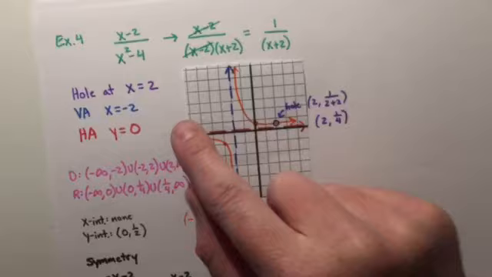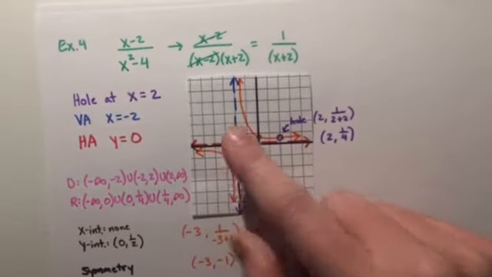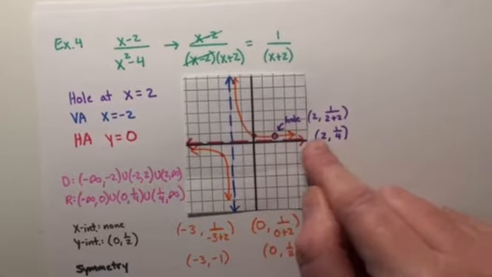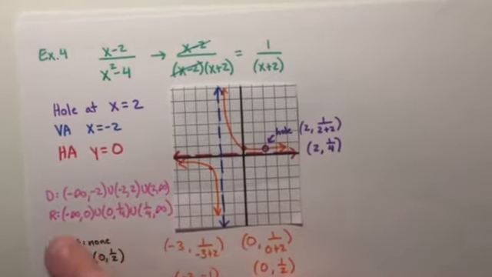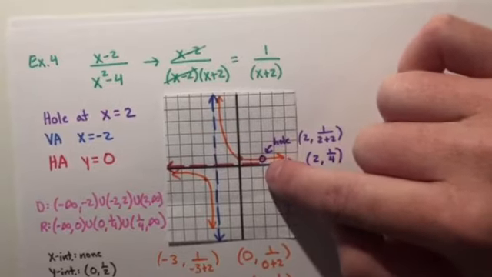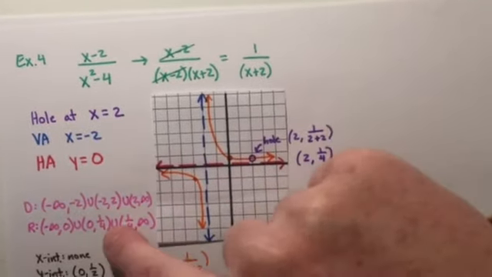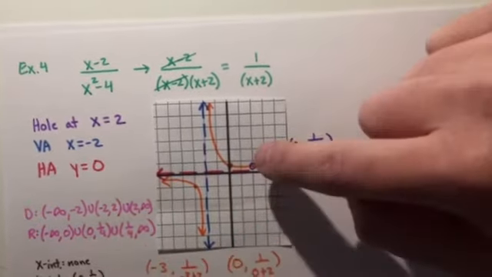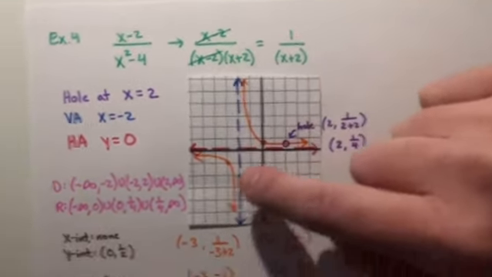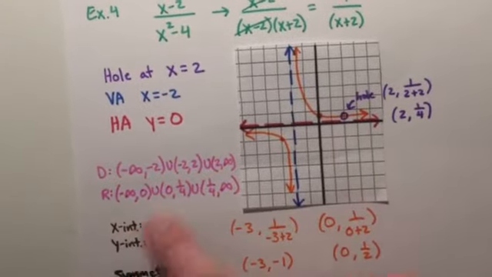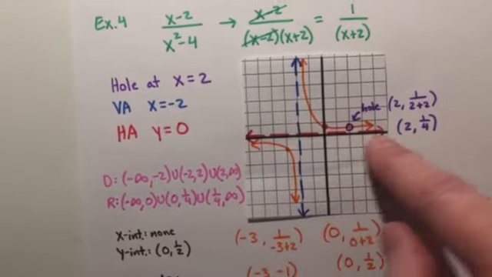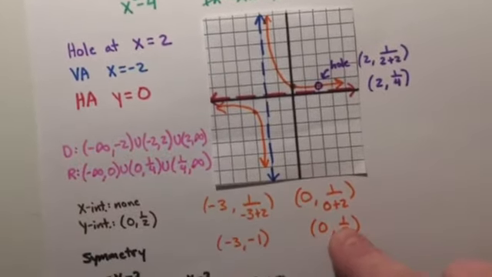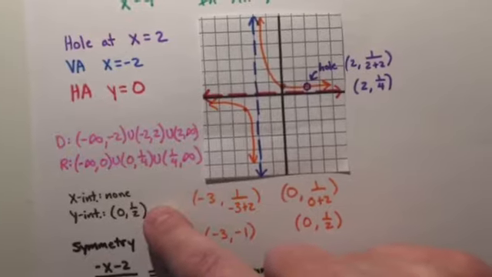So for domain, you go from -infinity to -2, -2 to 2, where the hole is, and then 2 to infinity. For range, you go from -infinity to 0, because that's where our horizontal asymptote was, from 0 to 1/4, because that's where the hole is located, and then from 1/4 to infinity. We would have no x-intercepts for this graph because it had a horizontal asymptote at 0. Then our y-intercept, we had already figured out over here, is 0, 1/2.